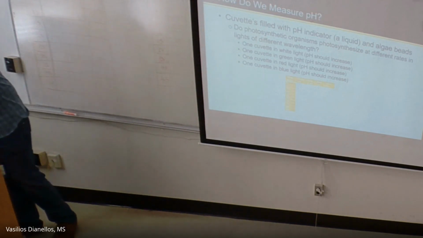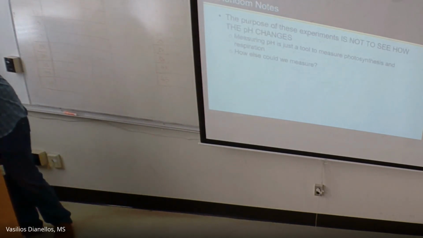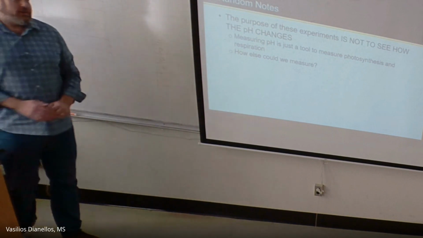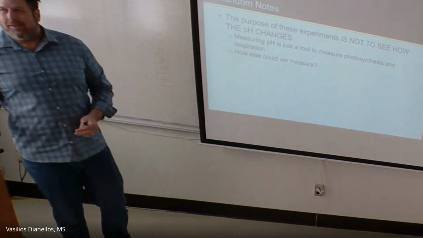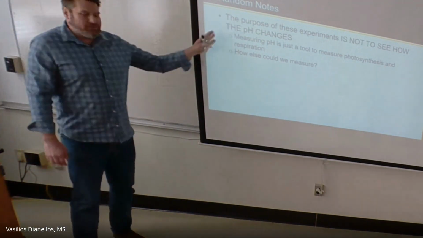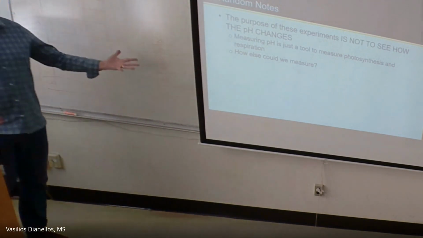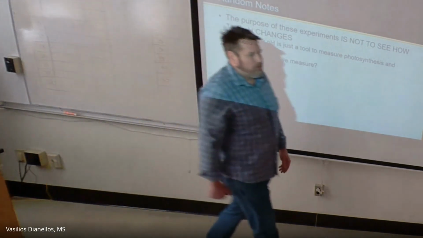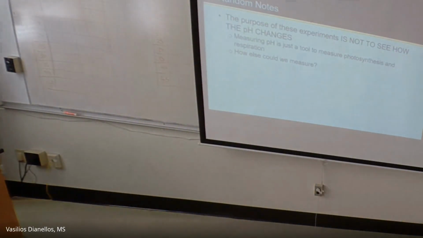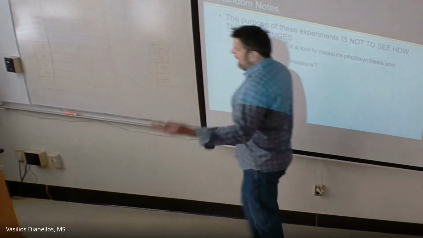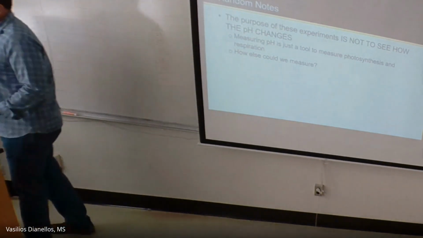Any questions about that? All right, moving forward. Let me make this very clear. If you've done the pre-lab, and I haven't graded it yet, so that's the good news, and you got a different answer for this, you can go change it now. The purpose of these experiments is not to see how pH changes. The goal isn't to see how light intensity changes pH, or how temperature changes pH. No, we're just using pH as a measurement. Does that make sense? pH isn't the end goal here. We're just using pH to measure photosynthesis and respiration.